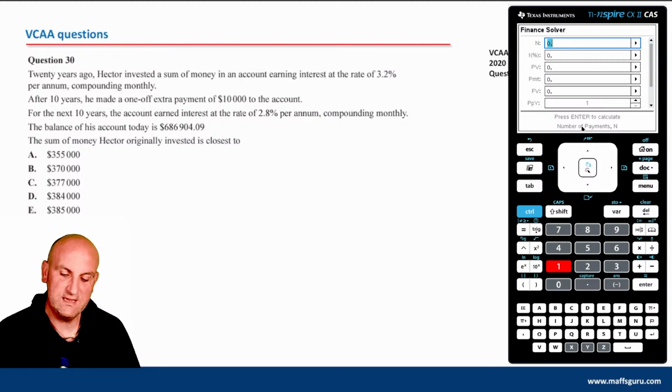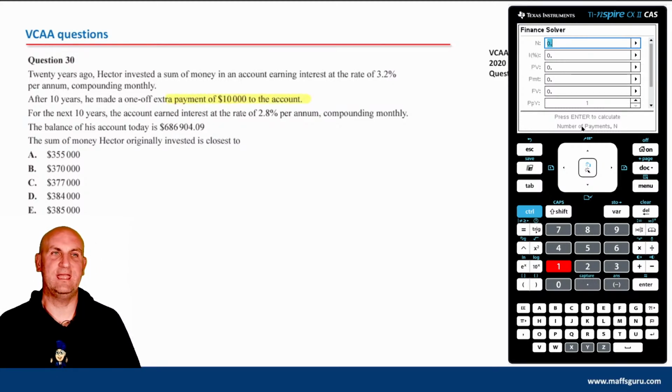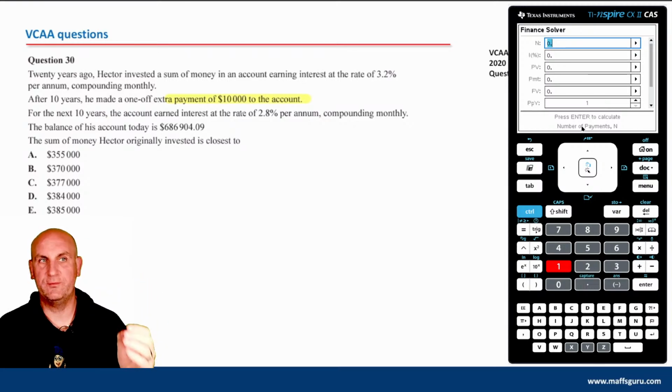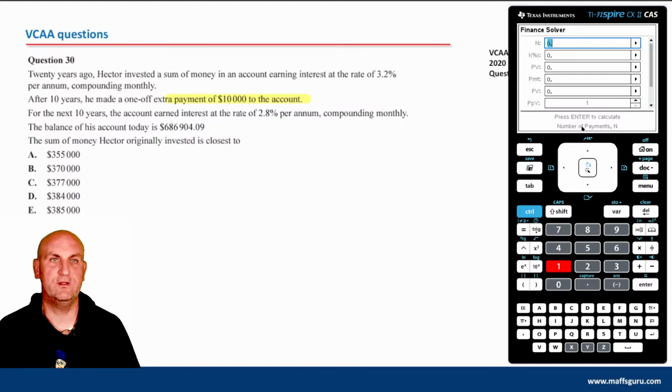And again, VCAA love doing this type of thing, this extra payment to the account. Right, that's after 10 years. So he's doing 10 years, he's then making an extra payment. For the next 10 years, the account earns interest at a rate of 2.8% per annum compounding monthly. The balance of his account today, hold on a moment.